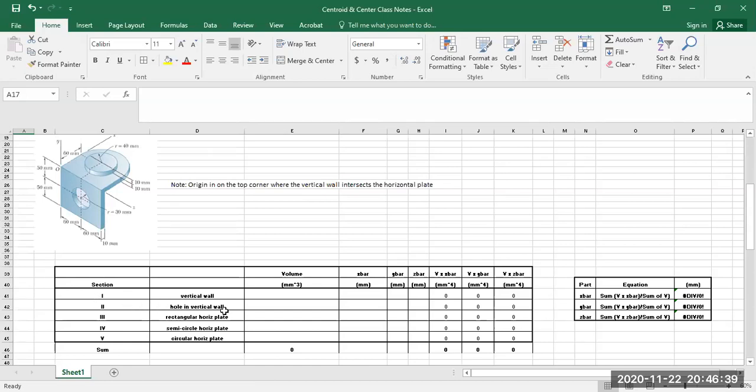The second section is the hole in the vertical wall. The third section is the rectangular horizontal plate. The fourth one is the semicircle horizontal plate. And then section 5 will be this circular horizontal plate. So the first column is the section.